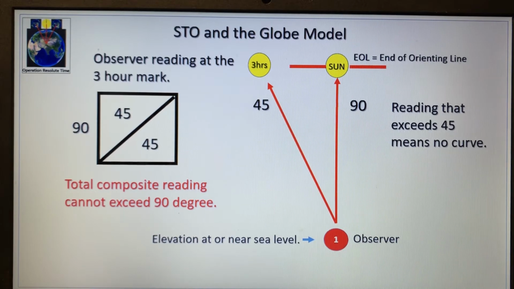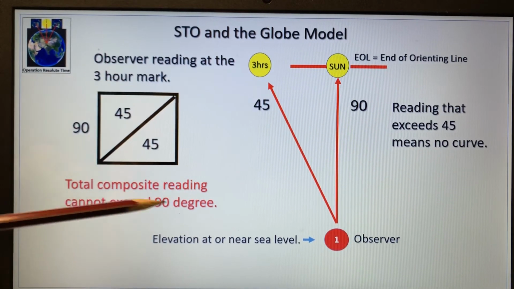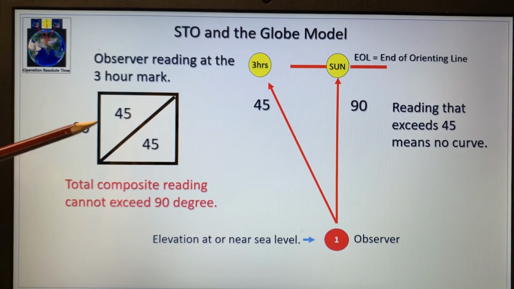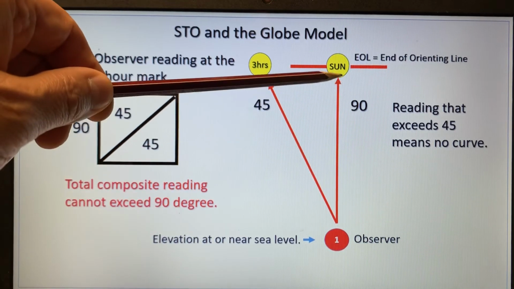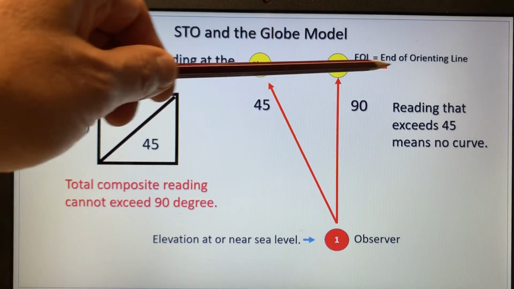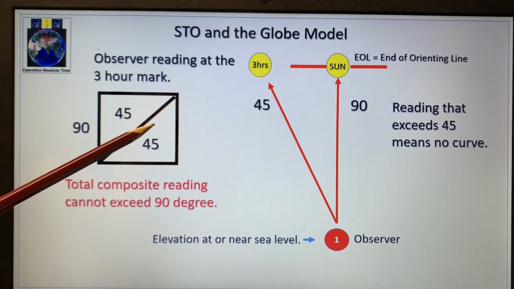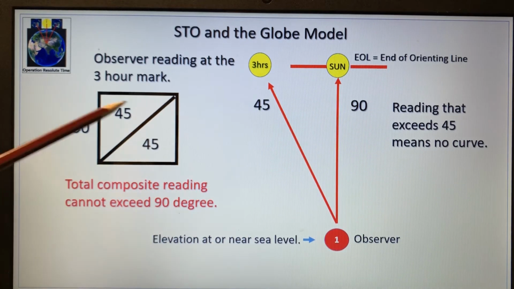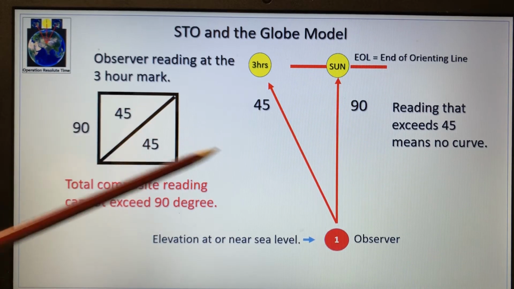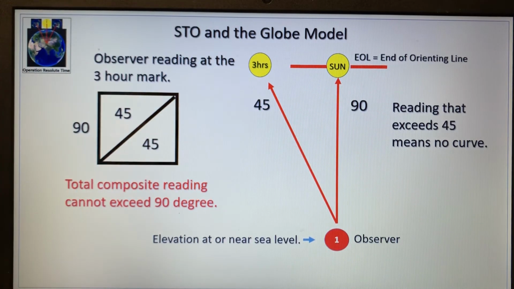STO and the globe model. Just to go over the STO and the globe model real quick here. Again, 90 degrees is our angle that we work with, and that 90 degrees is from the observer to the sun, or the end of the orienting line. So we have up to 90 degrees of measurement. Now remember, on the globe model, we lose 45 degrees on the curve at the 3-hour mark. So we only have 45 degrees to work with. And once we hit 45, we're in lines of parallel.